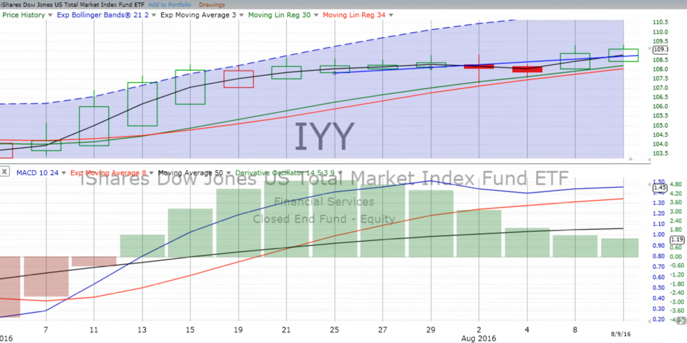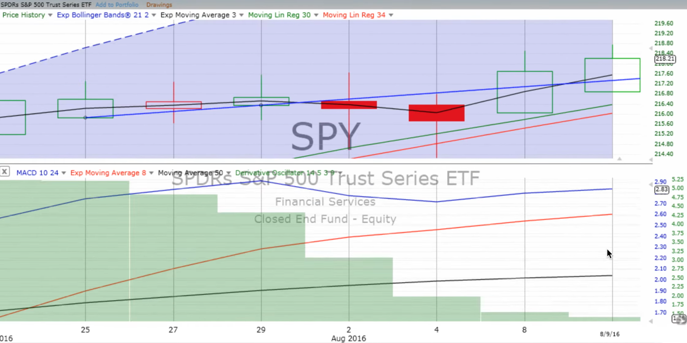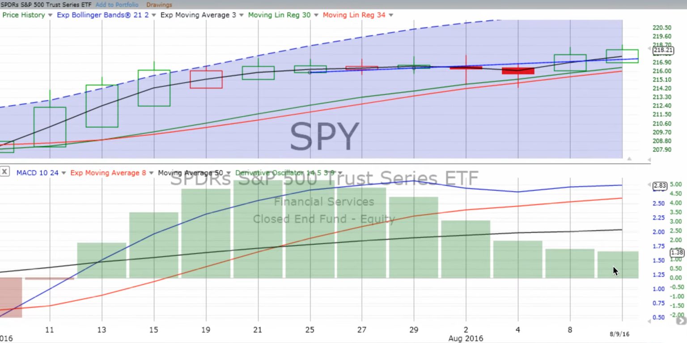Let's drill down into 2 more indexes before we get to gold. The first is the S&P 500, as represented by SPY. It was up the same as the total market, 0.06%. Doesn't happen all that often. Both up the same. It looks like the S&P 500 lost a little bit of energy on the derivative oscillator, and the MACD and the signal line continue to move up together but are getting closer.